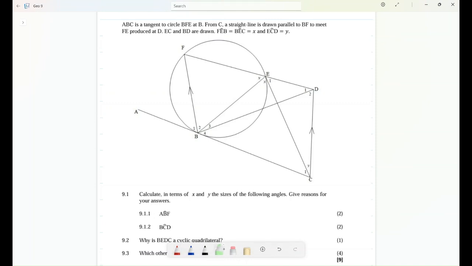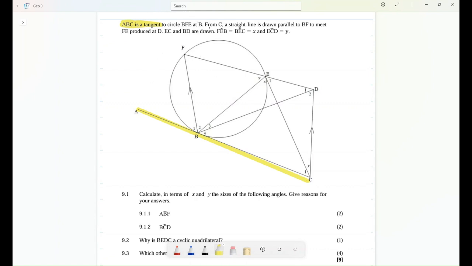In today's video, we're going to do another question, question nine. So it reads as follows. We are told that ABC is a tangent, very important. ABC is a tangent to circle BFE. So it is a tangent to this circle, all right? Now, at point B, we have a tangent ABC, this tangent here. So that line, we are told already, is a tangent.